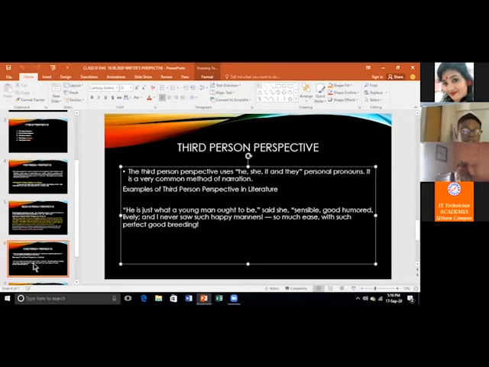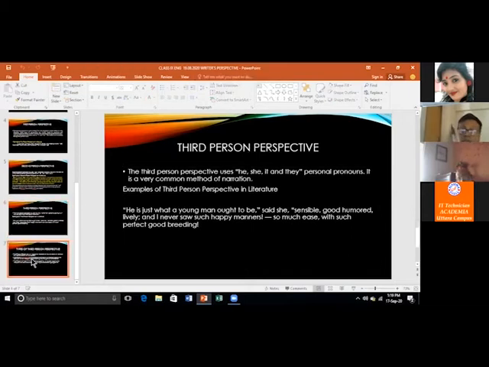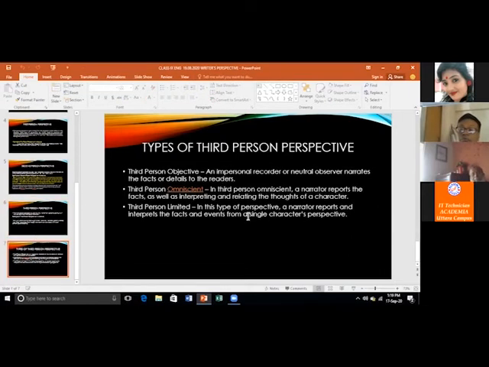So this one is important. And now, types of third person perspective. And I said that this third person perspective is of three types. One is third person objective. So how can we understand? Okay, third person pronouns are used here: he, she, they, like this. But how can we understand which one is third person objective? The question may arise.